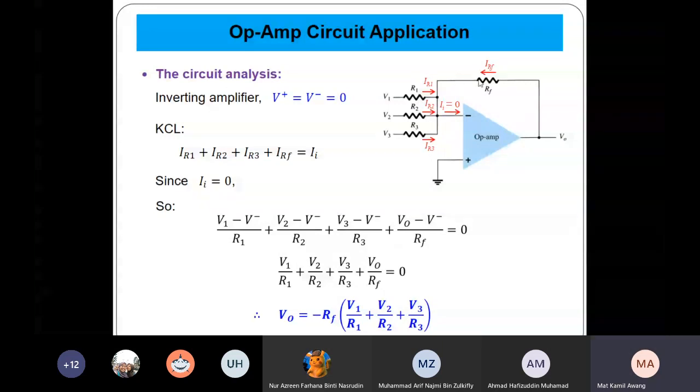So you see that the gain of each signal is not affected by the other signals. For example, for V1, it's not affected by V2 or V3. It's not affected by R2 and R3. Okay? This is the gain for V1. This is the gain for V2. This is the gain for V3. Right? Clear?